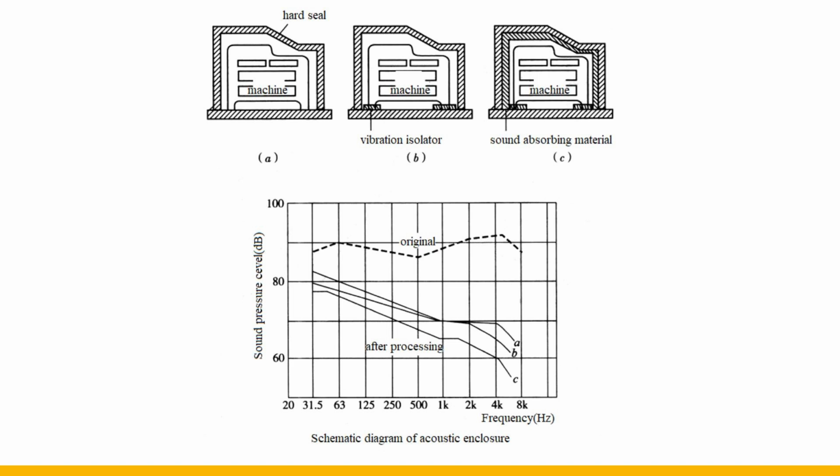It can be seen from this that the sound pressure level has been greatly reduced compared with the original, especially the high-frequency part, which has a large reduction. The noise reduction effect of Picture C is larger than Picture B, which is larger than Picture A. It can be seen that the acoustic enclosure needs to be provided with vibration isolation and sound absorption in order to ensure a good sound insulation effect.